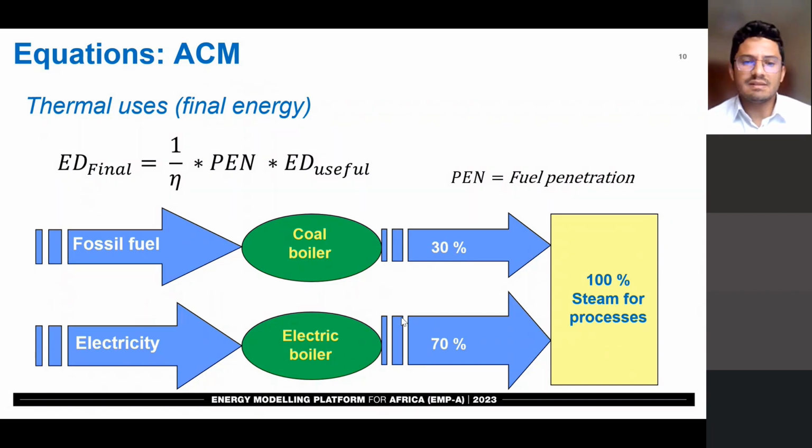So the next parameter is efficiency. We will apply the efficiency of the coal boiler and also the efficiency of the electric boiler. And then, with this formula, you can calculate the final energy using these two parameters, as I said. We will see this slide again. This slide is actually quite important. We will see the same slide when we talk about manufacturing, because the procedure is similar.